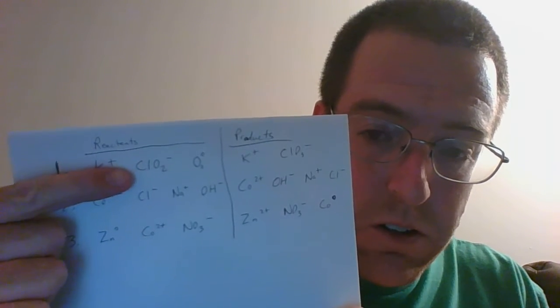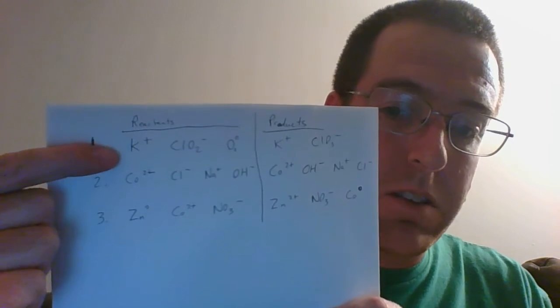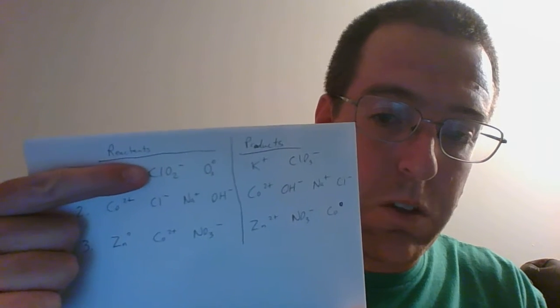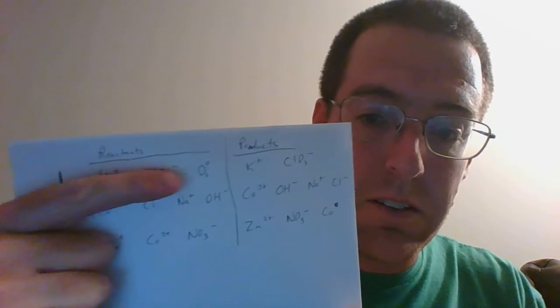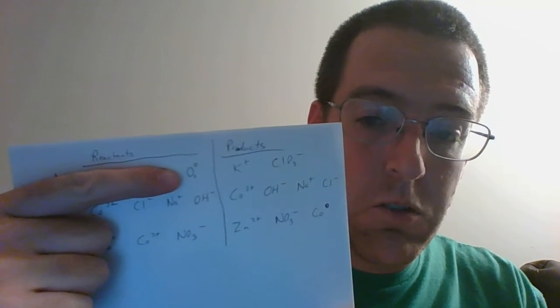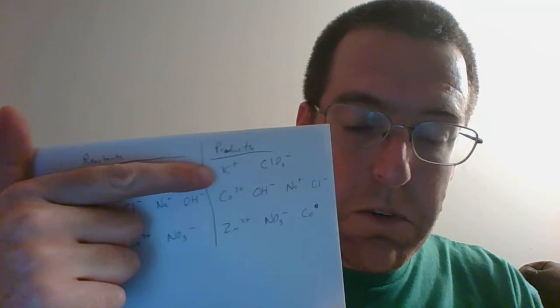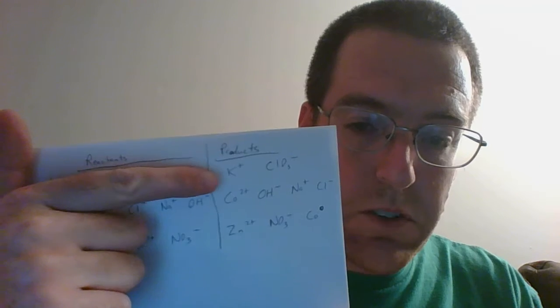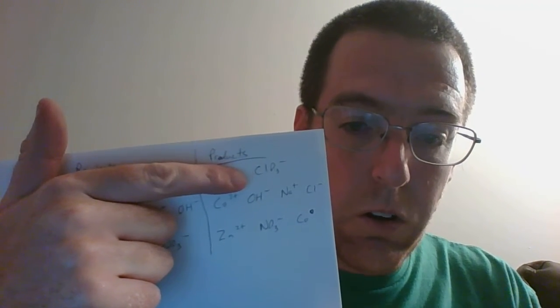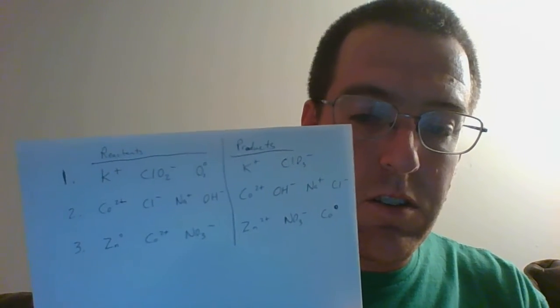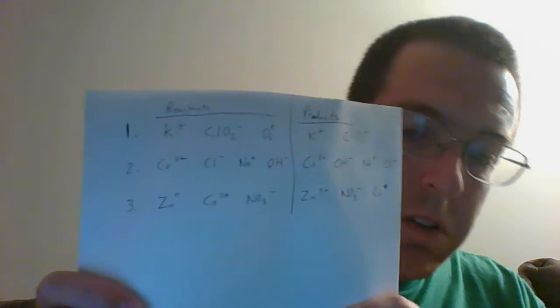Potassium is in the first group of the periodic table. Chlorite's one of those polyatomics that you need to memorize. Oxygen, right, there's no charge on it, and it doesn't break up into ions. Right, potassium has a positive charge, and then chlorate has a negative charge as well. All right, so that's the first one.